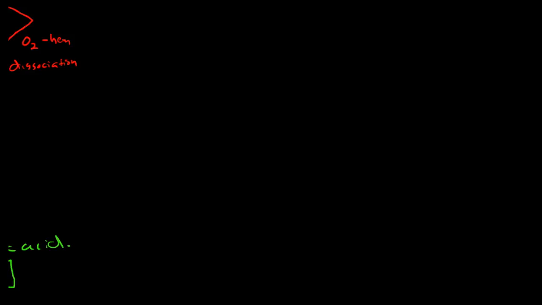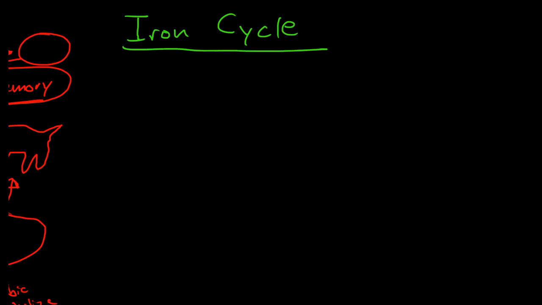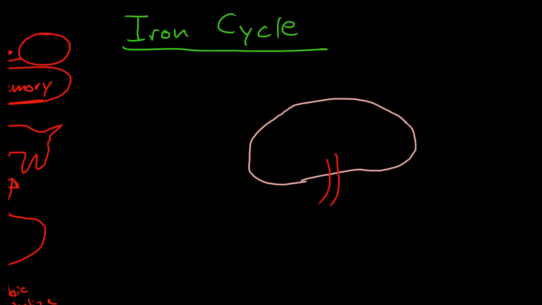Okay, now the next thing I want to talk about is the iron cycle. And I want to talk about how the body reuses iron, and I need to start that with a discussion of the spleen. So the spleen is a large organ in the left upper quadrant of our abdomen that is fed by the splenic artery and drained by the splenic vein.